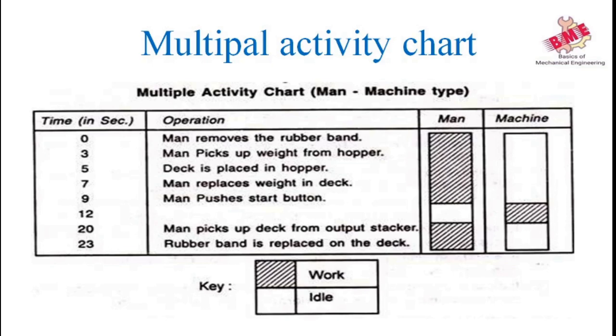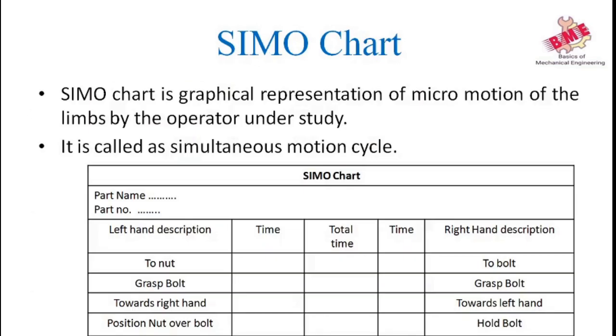Now we will see CMO chart. A CMO chart is defined as a chart often based on film analysis, used to record simultaneously on a common time scale the therbligs or graphs of the efficient parts of the body of one or more workers. In simple words, we can say that it is the graphical representation of the micro motion of the hands of the worker under study.